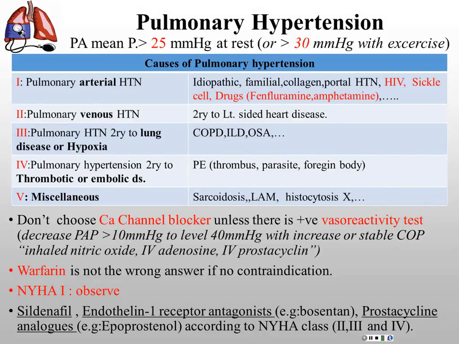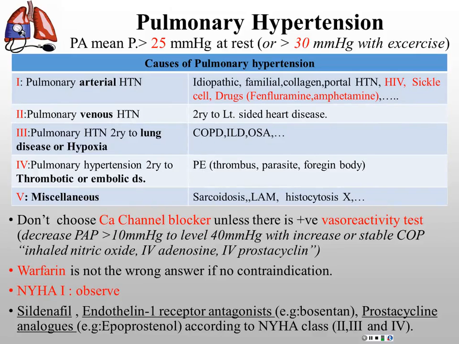Once we give the inhaled nitric oxide, to call it a positive response, the pulmonary artery pressure should drop by more than 10 millimeters of mercury to a level less than 40 millimeters of mercury mean pulmonary arterial pressure, without a drop in the cardiac output. So the cardiac output should remain stable or improve. That's why it's detrimental in some people if they get the calcium channel blocker, because this may induce a drop in the cardiac output, and this will be bad for the patient. That's why we need to do the vasoreactivity test.